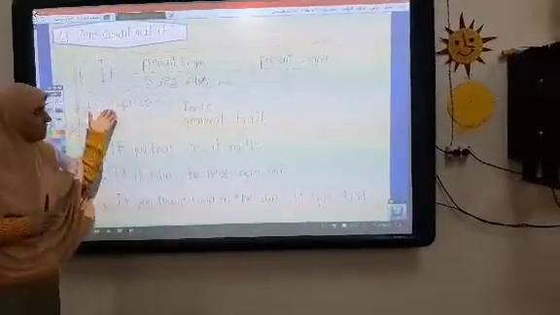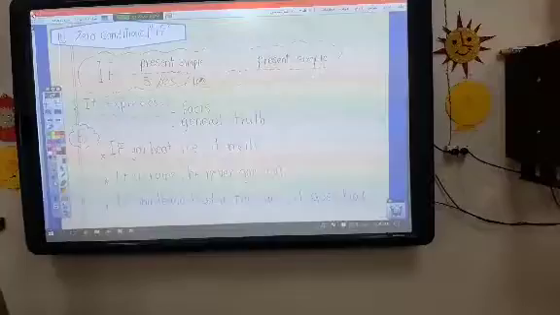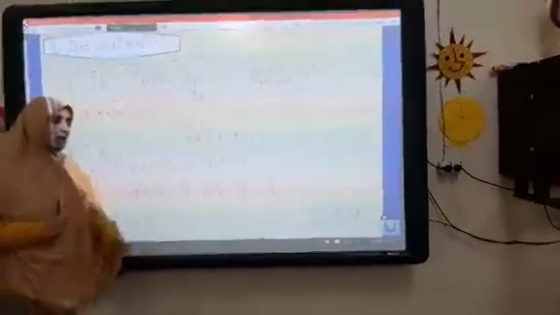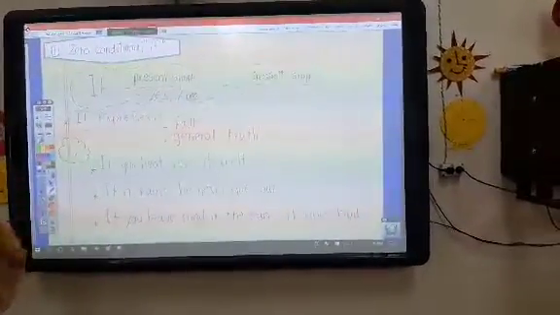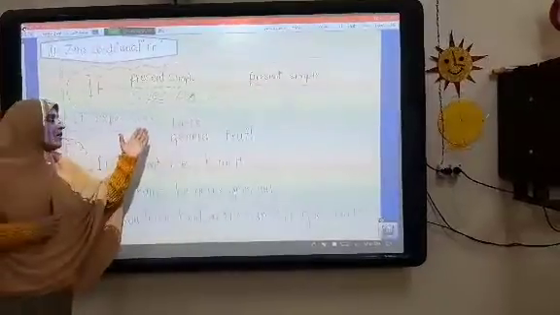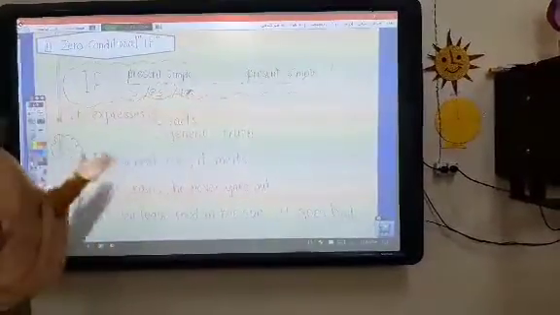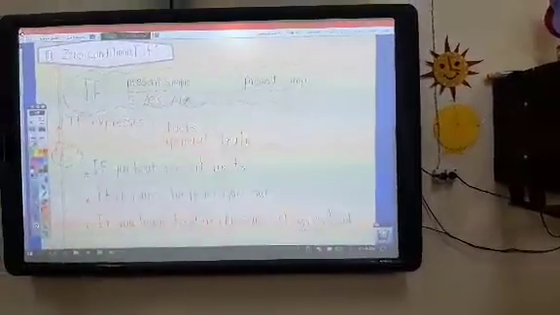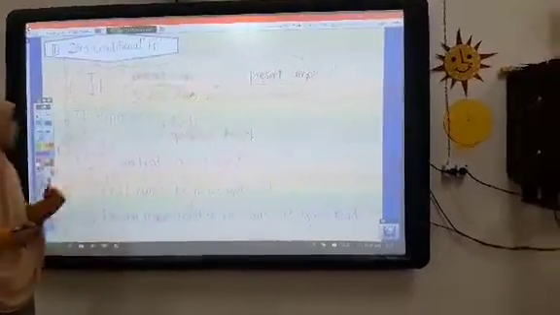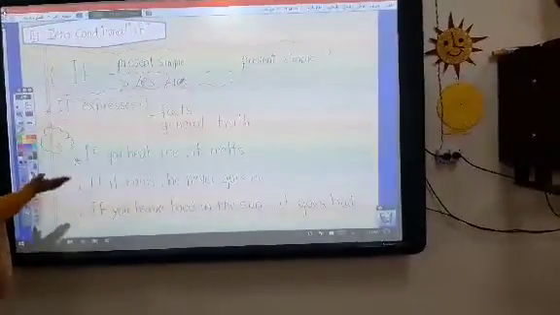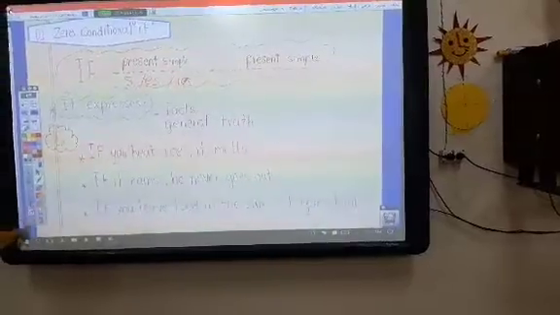And this case expresses two things: facts and general truth. Facts are the facts. General truth is the general truth or scientific facts. For example, if you heat ice, it melts.